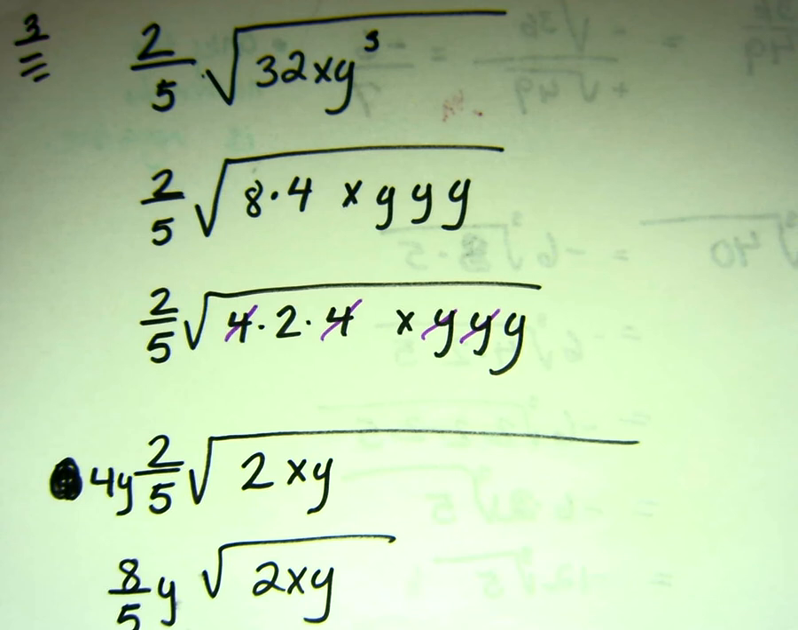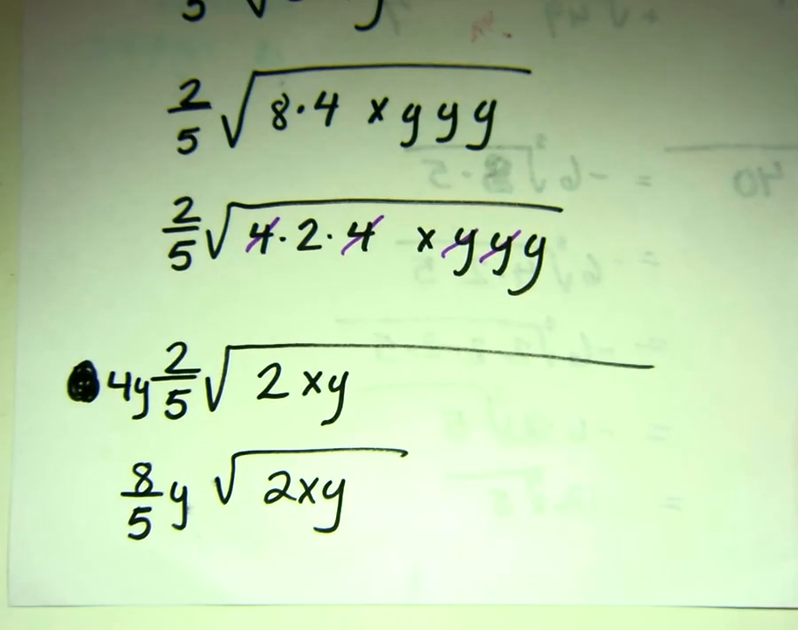Now remember, we're looking for pairs because this is a square root. You're going to automatically assume that it is a 2. So notice how I crossed out the 4 because I have a set of 2. Then I crossed out these 2 y's because I have a set of 2. So that brought the 4 over, and I brought the y over, brought the 2/5 down. Notice under the radical sign that I'm left with a 2, an x, and 1 y. Now we're going to simplify it even further.